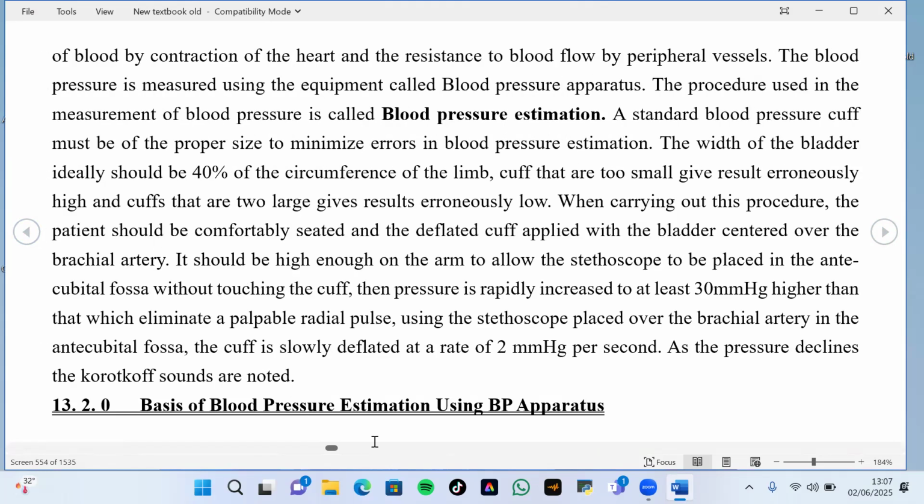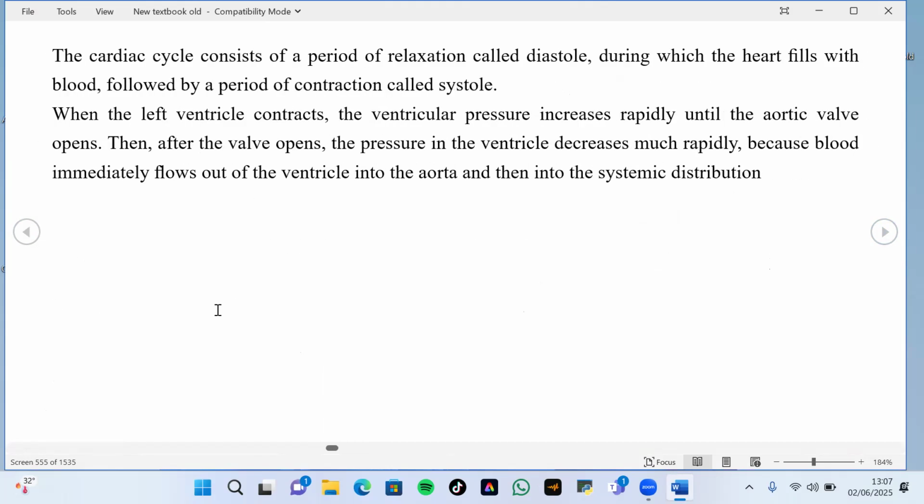Now let's look at the basis of blood pressure estimation using the BP apparatus. You already know that the cardiac cycle, that is the cycle in the heart, consists of a period of relaxation, which we call diastole. During this period, the heart is filled with blood. Then the next period that follows is known as the contraction phase, and that is known as systole. So when the left ventricle contracts, the ventricular pressure increases rapidly until the valves open.